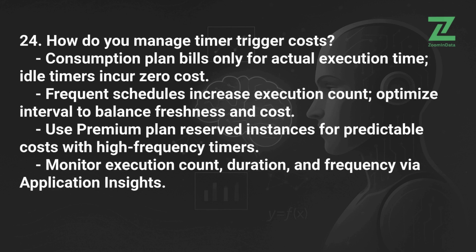24. How do you manage timer trigger costs? Consumption plan bills only for actual execution time. Idle timers incur zero cost. Frequent schedules increase execution count. Optimize interval to balance freshness and cost. Use premium plan reserved instances for predictable costs with high-frequency timers. Monitor execution count, duration, and frequency via Application Insights.